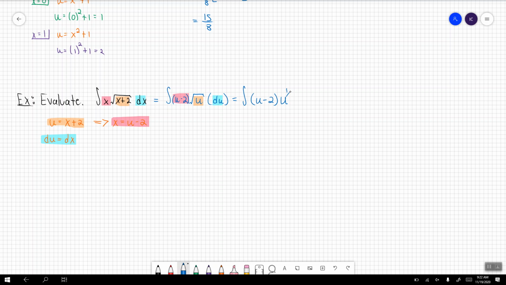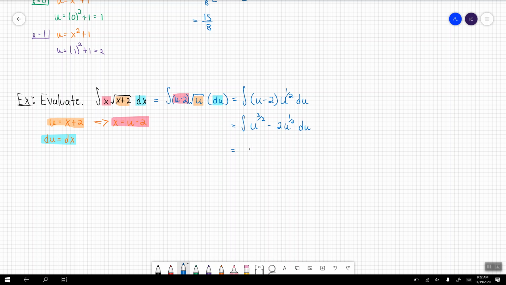And remember, we always want to express the square roots or the roots in terms of exponentials. That way we can integrate them easier. Let's distribute the u to the 1/2. U to the 1/2 times u should get us u to the power of 3/2 minus 2 times u to the power of 1/2 du.